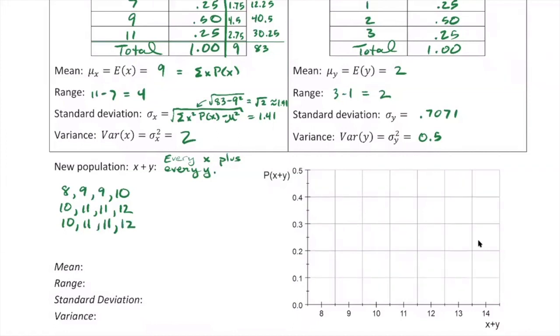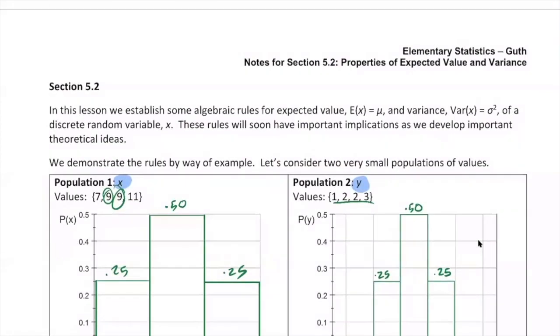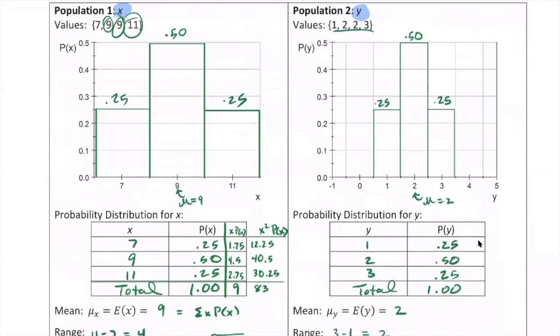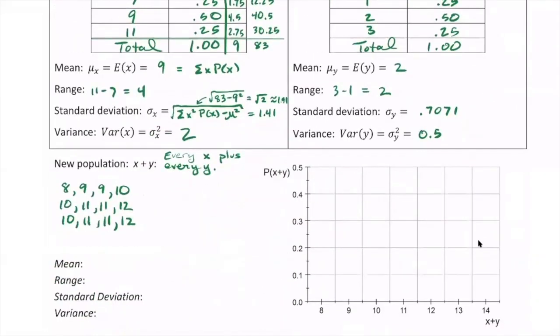Okay. Now the last x is 11. And we'll add 1, 2, 2, and 3 to 11. So 11 plus 1 is 12. 11 plus 2 is 13. There's another 2, so you get another 13. And then 11 plus 3 is 14.